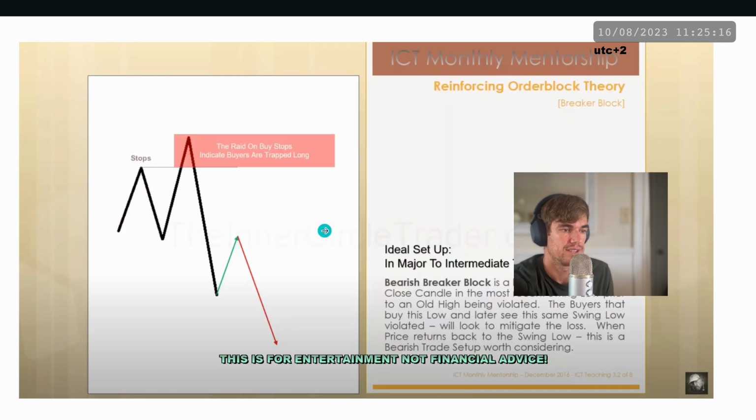Now if you look at that in the opposite direction, we've got the raid on the buy stops this time, so buy side liquidity is taken out and then delivery of price. This is the area where we're getting involved.